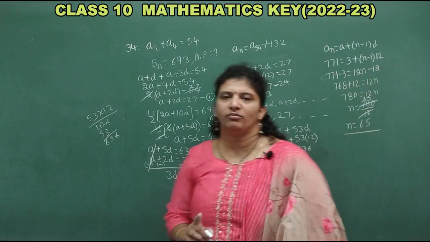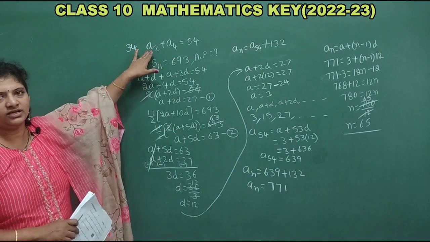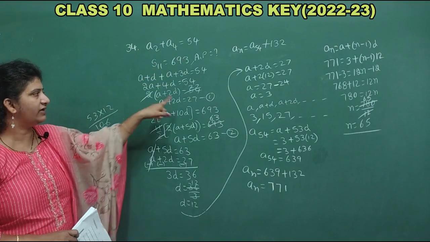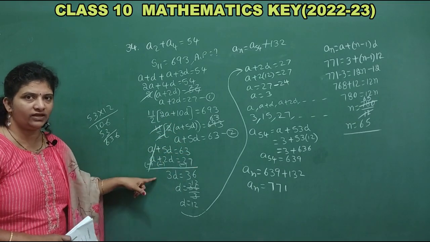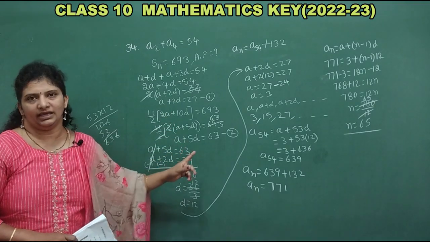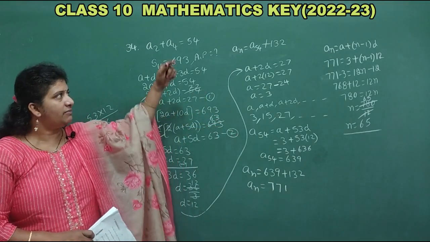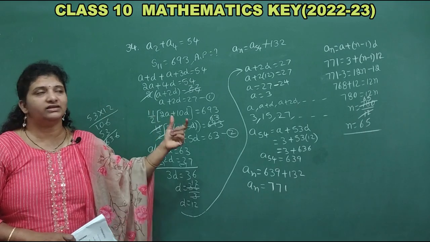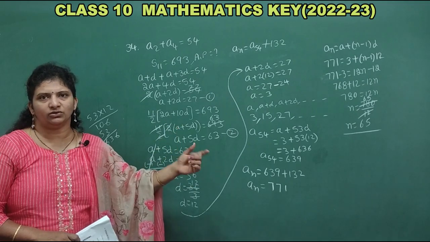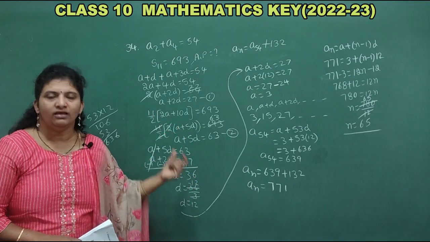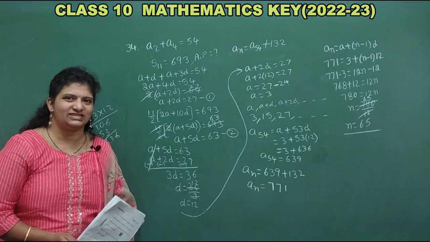Okay, understand the problem carefully. Very good question they have given here. So, first solve this: A2 plus A4 is equal to 54. You will get one equation. And if you solve S11, you will get one equation. Simplify both of the equations to get D and A. If you get D and A, you can find the general form of the AP. And for the other question, which term is 132 more than the 54th term, find A54, then add 132, then consider that as AN and substitute A and D, and you are going to get the N value. N is equal to 65.